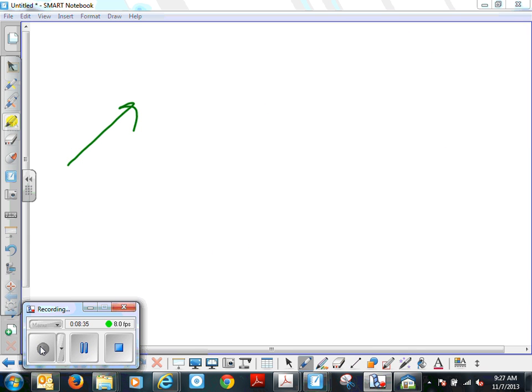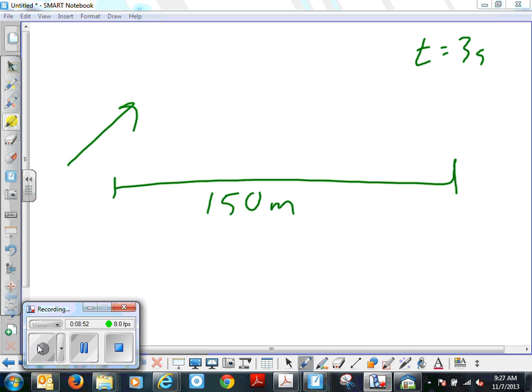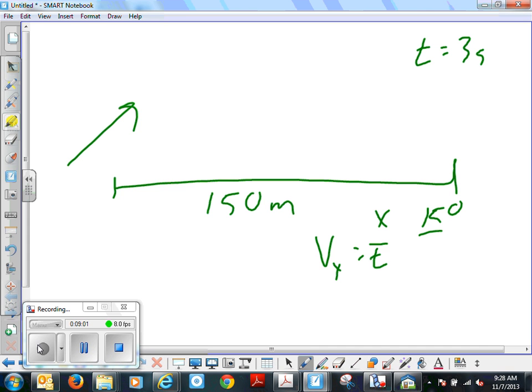And kind of another situation, let's say that we have 150 meters, and we know that the time is 3 seconds. What do we have right now? So this might be the easiest one because your velocity in the x direction is displacement per time. And we have displacement of 150 divided by the full time. So right there we've got v sub x equals 50.